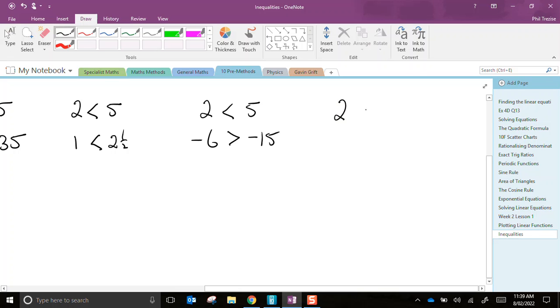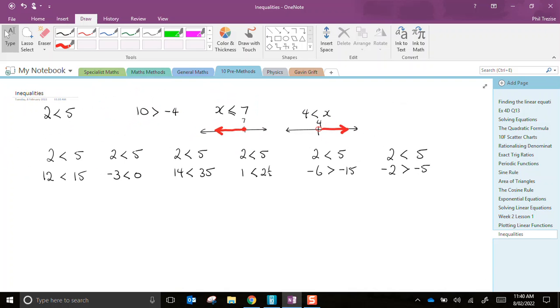Let's do the same thing with dividing. 2 is less than 5. Let's divide by the number negative 1. So 2 divided by negative 1 is negative 2, and this is negative 5. And again, I'm going to have to turn that around because negative 2 is greater than negative 5. The takeaway message from the little examples I've just given: if you are multiplying or dividing by a negative number, turn that inequality around. Everything else is fine, but if you multiply or divide by negatives, turn the inequality around.